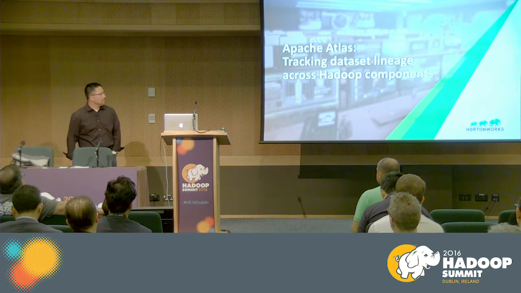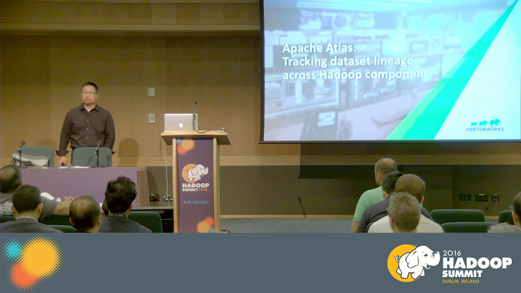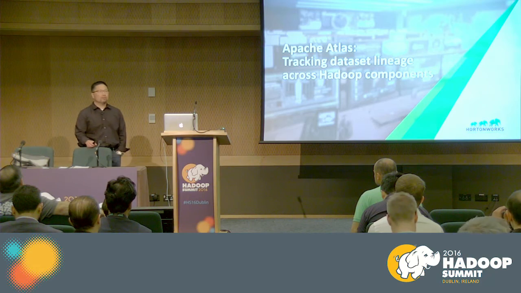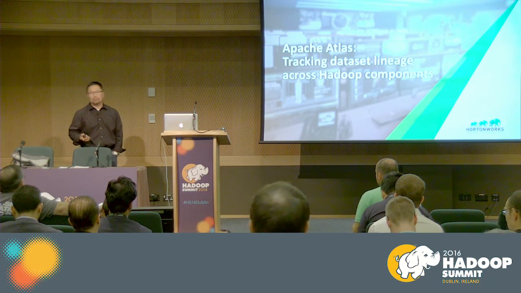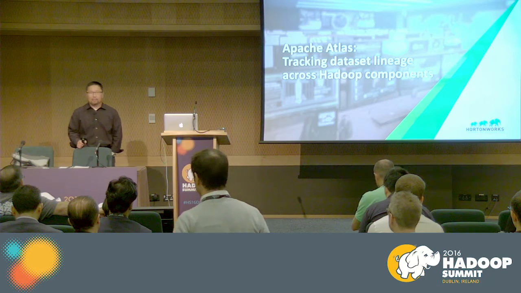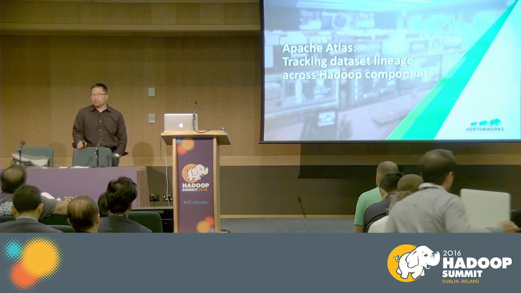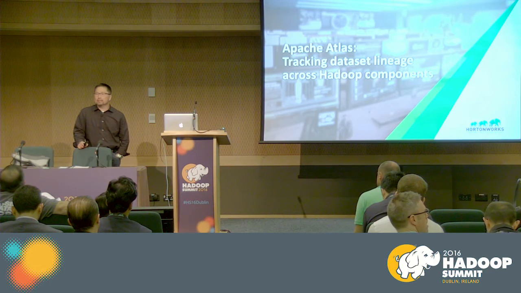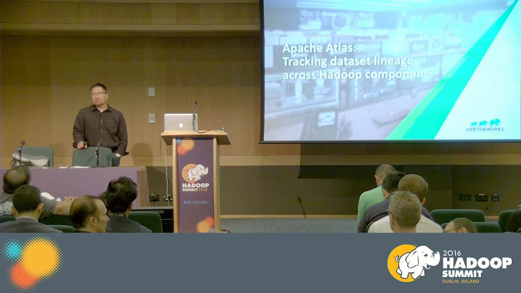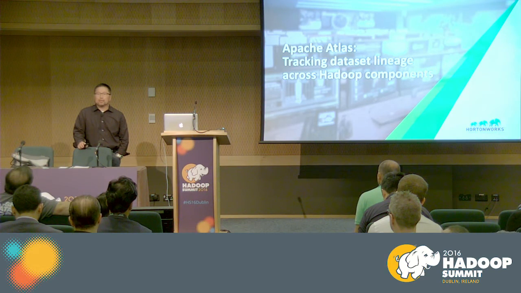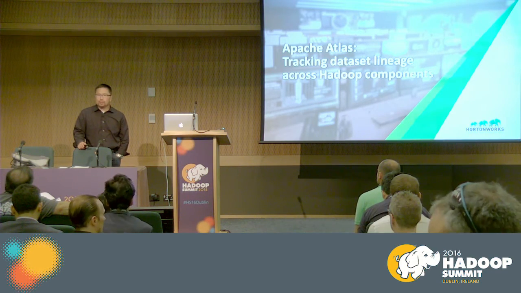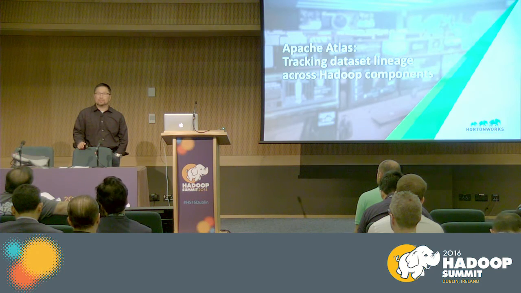We're going to talk about Apache Atlas: tracking dataset lineage across Hadoop components. This is going to be pretty informal. I'm going to talk about one of the big differentiators for Hortonworks Hadoop. We have this cross-component lineage capability, and we'll give you a little bit of a peek into it. We'll talk about how we track it and what it looks like in the interface. I'll show you the tutorial that we have online and give you some resources there.